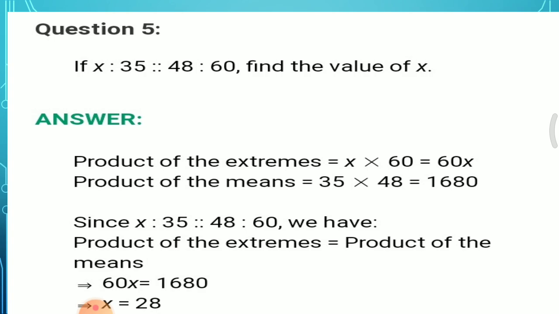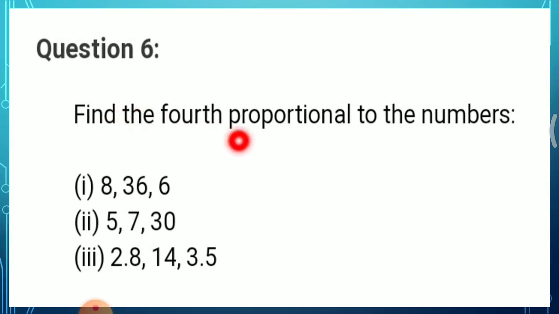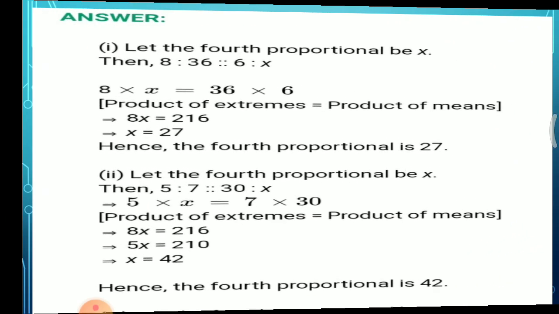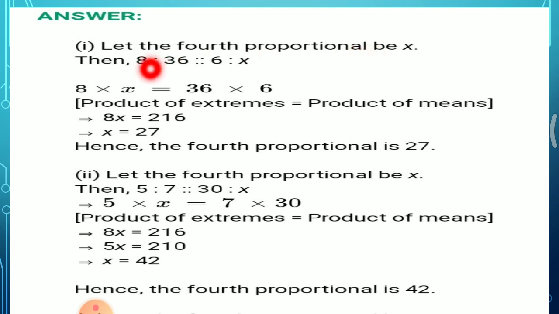Next question: find the fourth proportion of the numbers 8, 36 and 6. In the next slide I will show you the answer. Let the fourth proportion be x. So 8 ratio 36 is proportion to 6 ratio x. You do the same. The product of extremes is equal to the product of means. 8 multiplied by x is equal to 36 multiplied by 6. So x is equal to 36 multiplied by 6 divided by 8. After that, x is equal to 27. The fourth proportion will be 27.